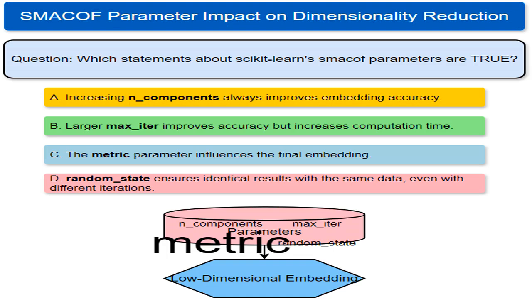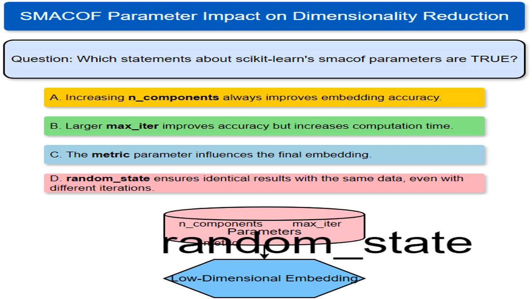I see that metric lets you pick how you measure the distances between your data points. You could use the usual Euclidean distance, like the straight line distance, or maybe something else like Manhattan distance. Think of walking city blocks. The cool part is that changing the distance metric changes how your data gets squished into a lower dimension. It's like using different lenses to see your data.